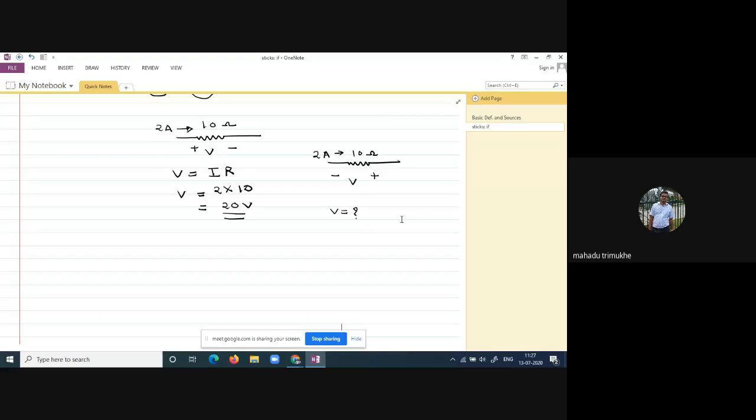Because why? Since the polarity of voltage V is opposite to our sign convention. We have always considered the sign convention from positive to negative, but here the polarity of V is opposite to our sign convention, right? So we can write V is equal to minus I into R, minus I into R, right? Minus 2 multiplied by 10, that is nothing but minus 20 volts.